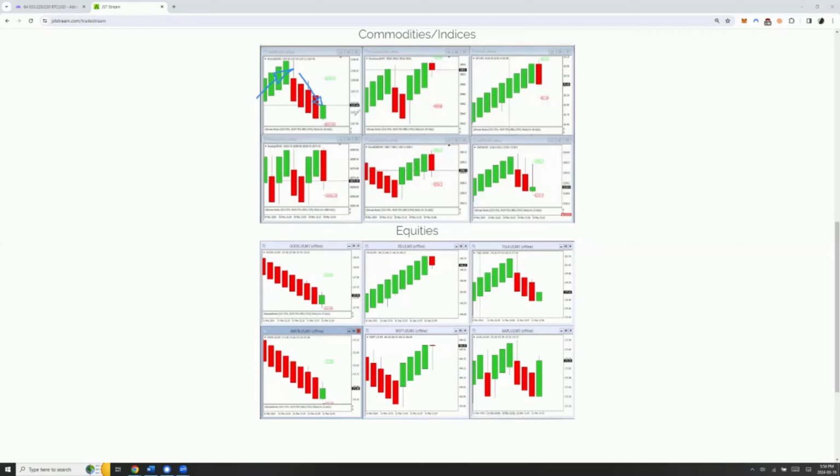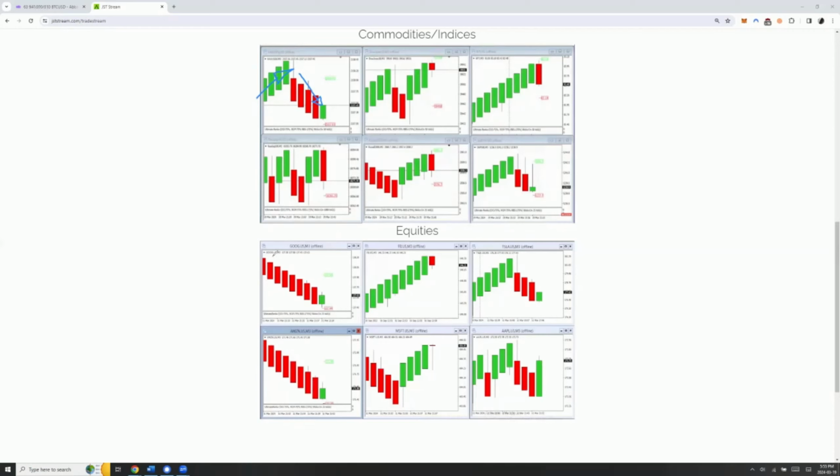Now, how is it that we're able to see this? It's because we've isolated and removed the variable of time. What does that mean? It means that these candles, these bars are not based on time at all. So they only move when the market actually moves.